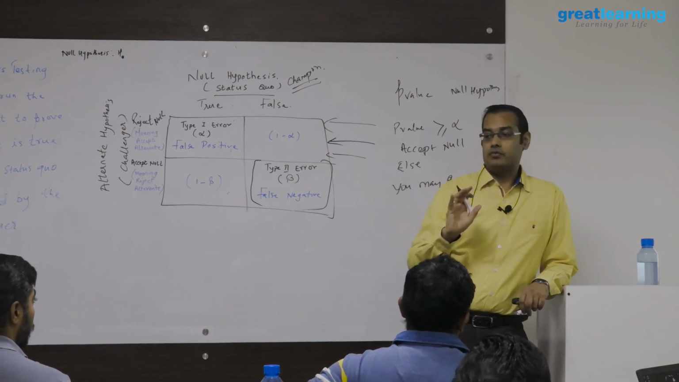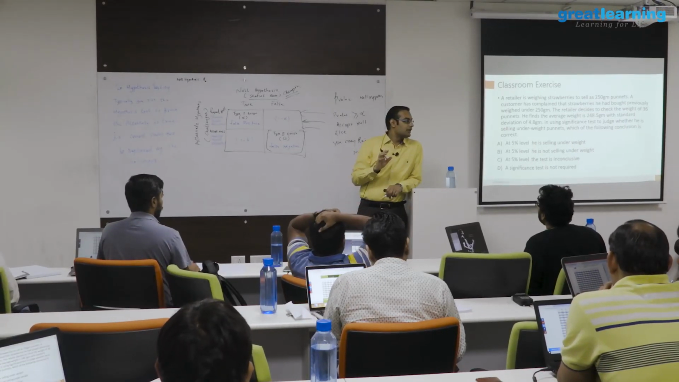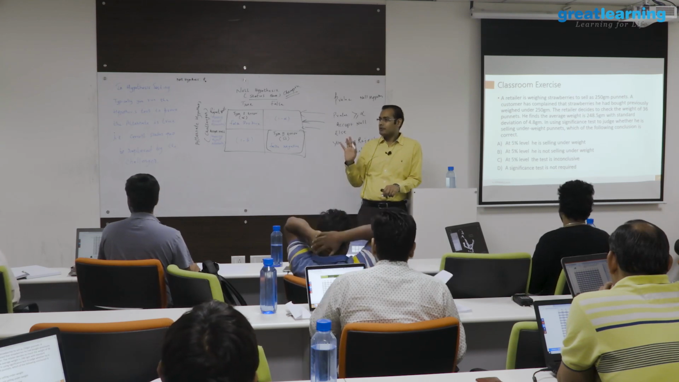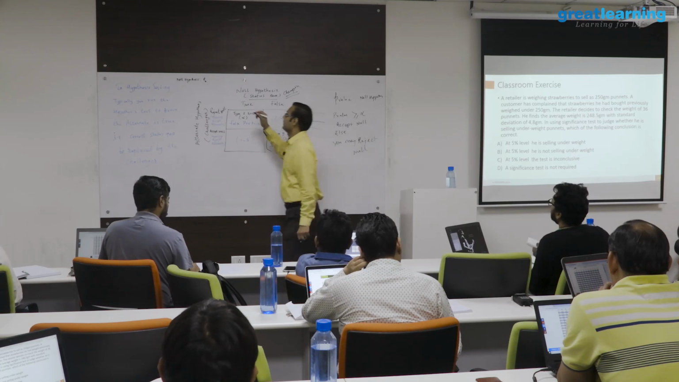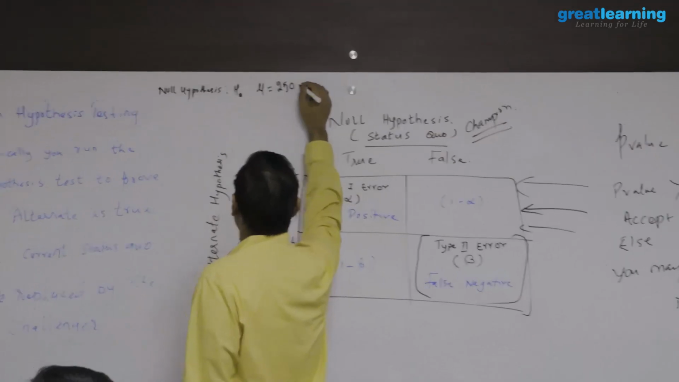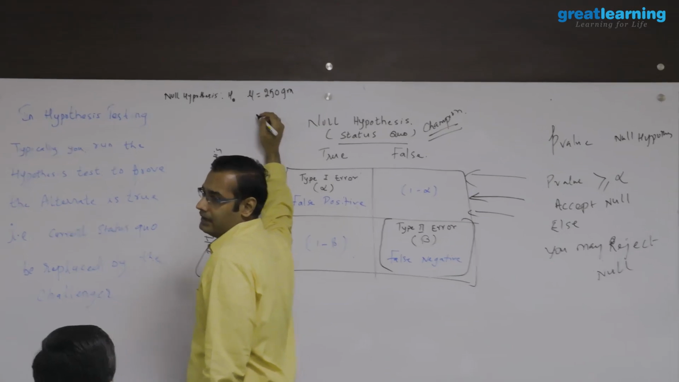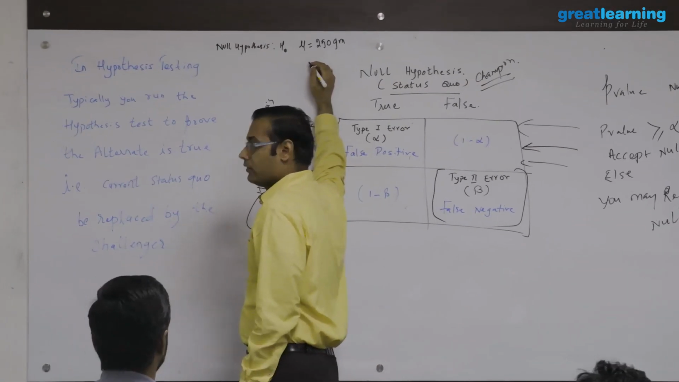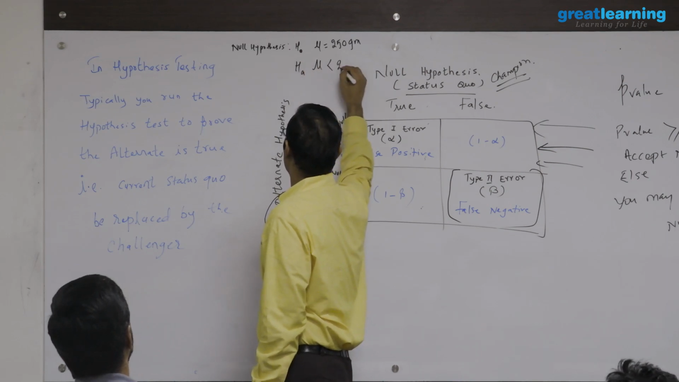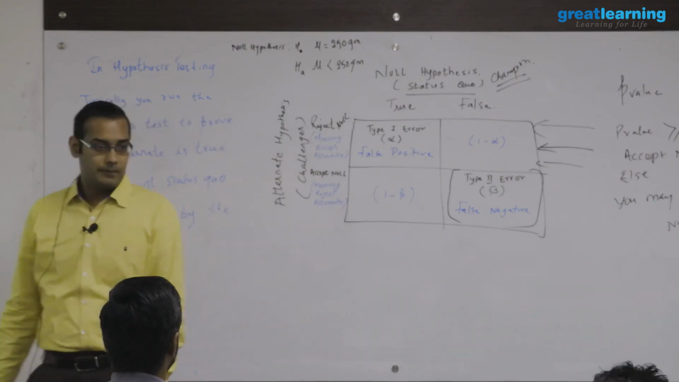See, what is status quo? Just think from a retailer point. He is doing the test. Will he be selling underweight? No. Status quo is he is selling 250 gram. So that is mu equal to 250 gram. Now the customer has complained that he is selling underweight. So he is trying to prove that hypothesis. So H alternate, mu less than 250 gram, is alternate. Okay.